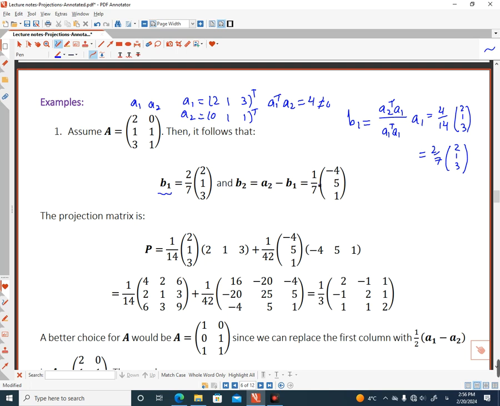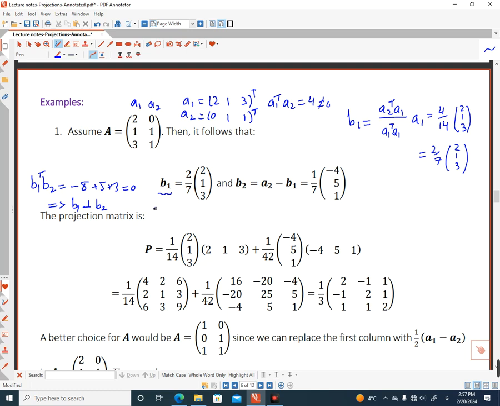Therefore, I can construct the projection matrix. But here, if we look at B1, B2, let's compute B1 transpose B2 to see whether these are orthogonal to each other. We will see it is minus 8 plus 5 plus 3, which is equal to 0. So I can conclude that B1 is orthogonal to B2. In this case, you can easily write the projection matrix based on the vectors B.